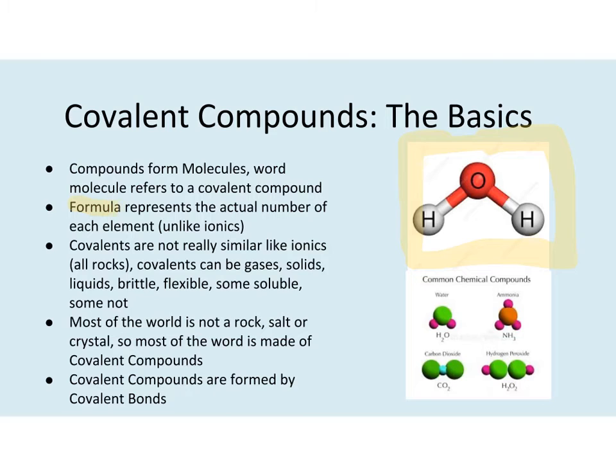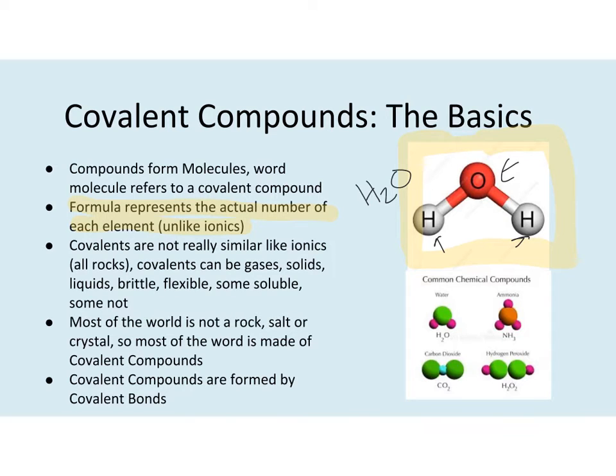Now the other big thing is the formula represents the actual number of each element, unlike ionics. Remember when we wrote the formulas for ionics, it would be like NaCl. Well, that means 1 sodium and 1 chlorine, but it really could be 100 sodiums and 100 chlorines. It's just telling us it's a 1-to-1 ratio. But when we do covalent compounds and we write something like H2O, we're writing that there's 2 hydrogens and 1 oxygen, and that's fixed. It's not a ratio, it's the actual number of elements. There are our hydrogens and there's our oxygen, so H2O.